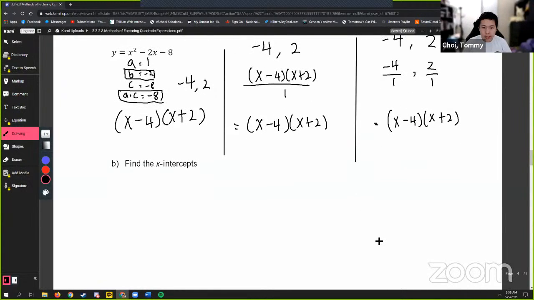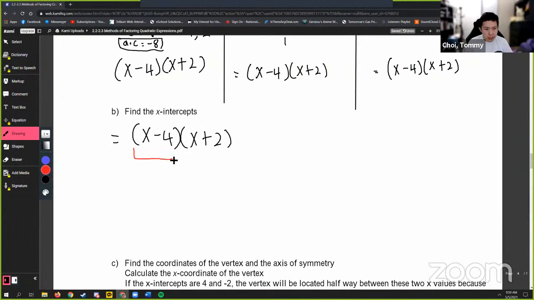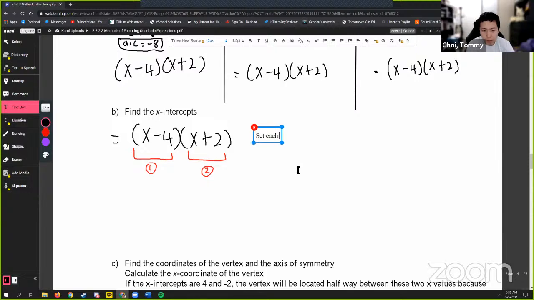Okay? Now, to find the x-intercepts, what do we do? The factored form is great because it immediately gives you the x-intercepts. So when we look at the factored form, we're going to call this bracket 1 and bracket 2, and I'll write it in text here. Set each bracket equal to 0 and solve for x. That's what you're going to be working on here.